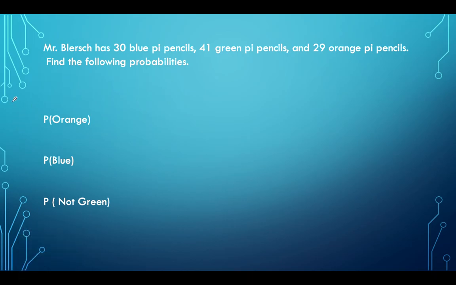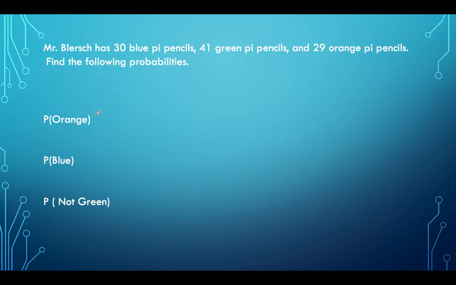But Mr. Blurch has 30 blue pie pencils, 41 green pie pencils, and 29 orange pie pencils. Find the following probabilities. So again, before I go on, if you guys want to pause and try these on your own, you can, to check your work. Otherwise, you can listen to my very boring voice.